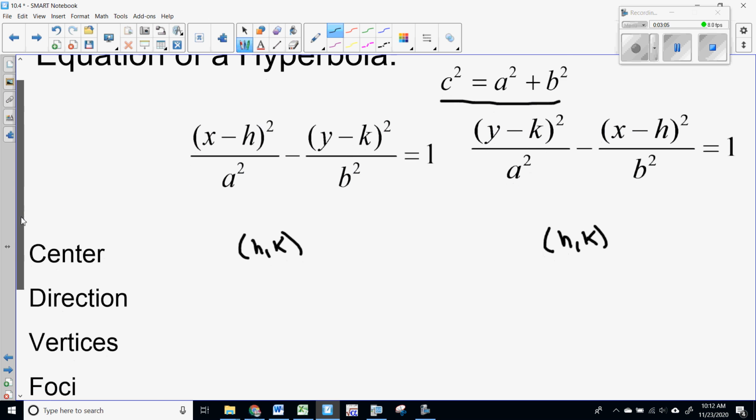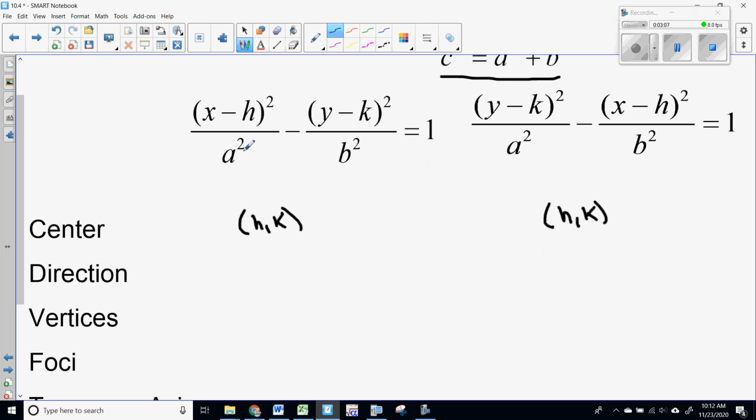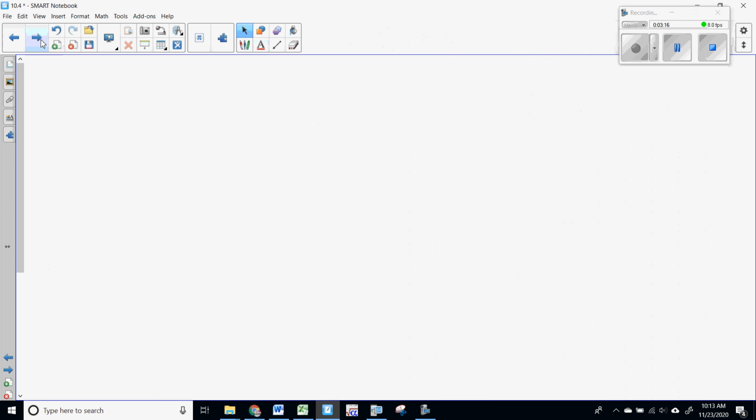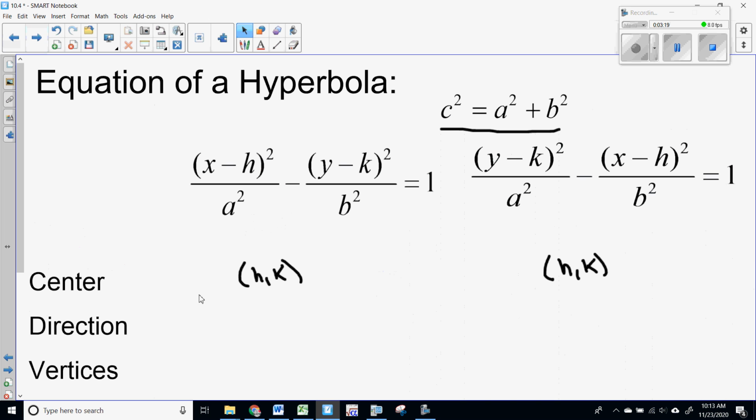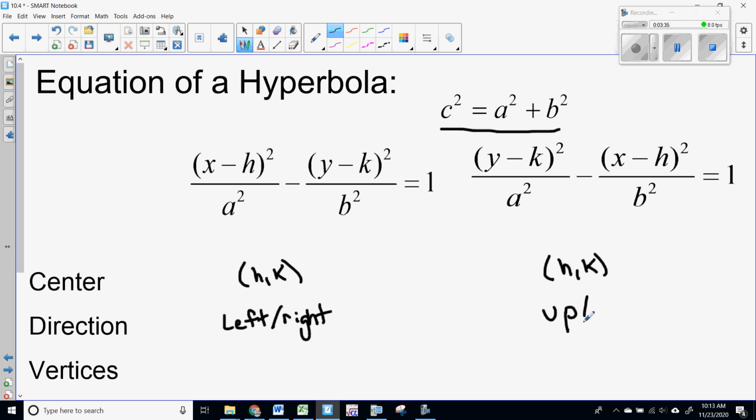So our direction: if the x is squared, as in this example, then our hyperbola is going to open left and right, along the x-axis. If our y is squared, this is going to open up or down.